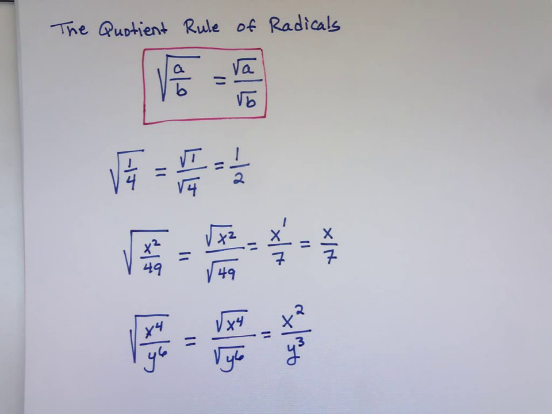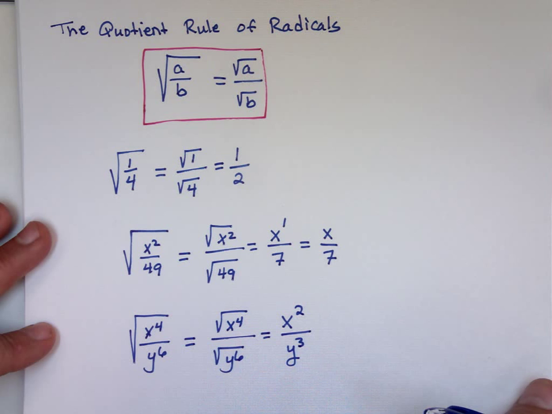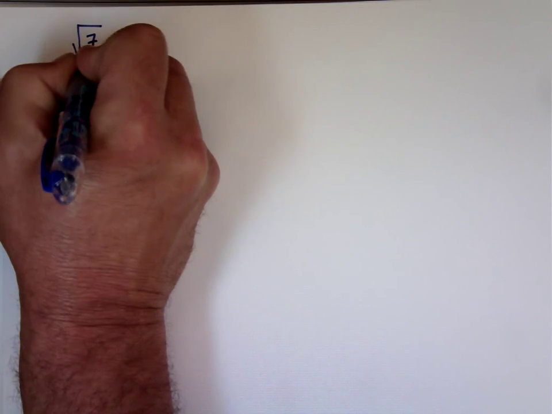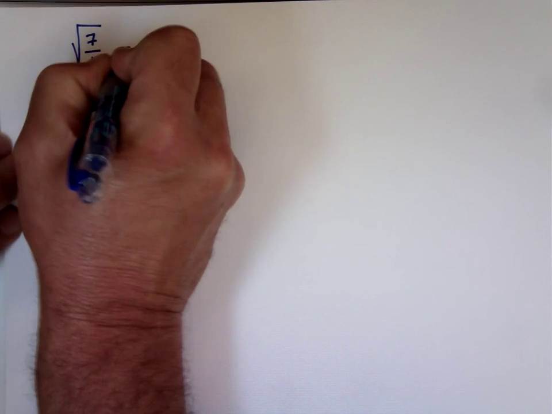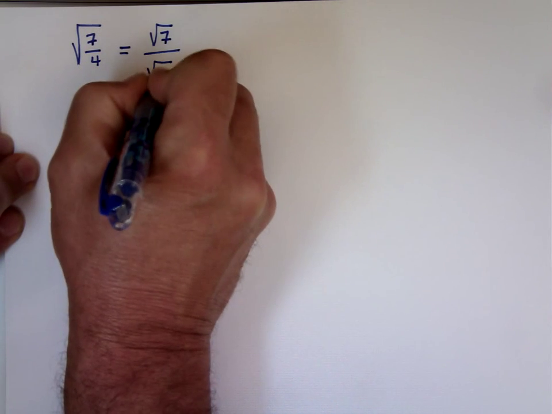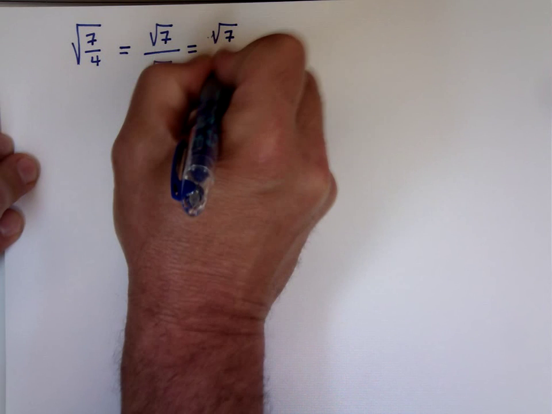Let's see. What is the square root of 7 over 4? Well, you can break this as the square root of 7 over the square root of 4. The square root of 7, I can't simplify it, has to stay. But the square root of 4, that's a 2.